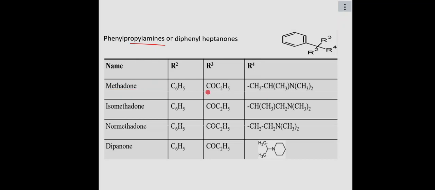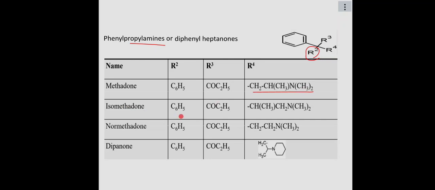Now if you look at that compound, R2, as we have said, is a phenyl ring. R3 is a ketone, C double bond O, C2H5. This group is almost the same in the three starting compounds: methadone, isomethadone, normethadone. The only difference is sometimes the positioning of the methyl group. In methadone, this group is CH2, CH, CH3, and CH3. So this methyl group is closest to the nitrogen. This means it is branched very close to the nitrogen, and that is methadone.